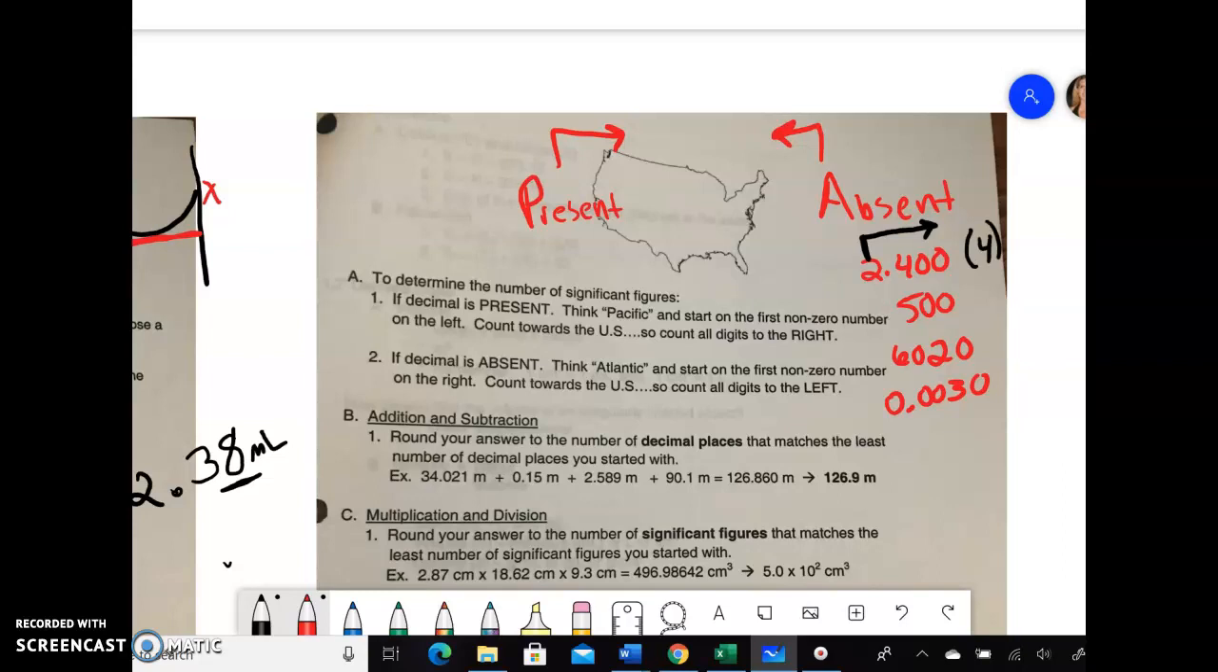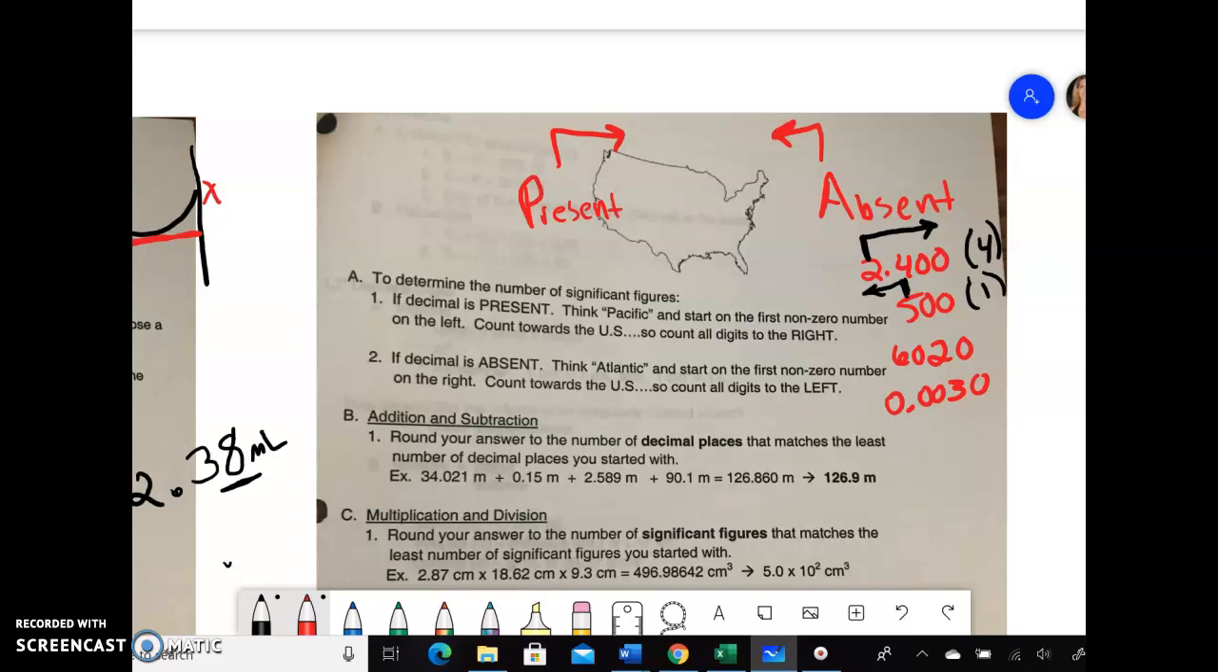Let's do another one. The next number, 500, the decimal is absent. I do not see a decimal there. So you're going to start on the first non-zero number on the right, since the Atlantic Ocean is on the right of the United States. This first 0 over on the right is not a non-zero number. Neither is this one. So 5 is the first non-zero number on the right. And then again, you count towards the United States. So we're going to count to the left. There is nothing to the left. So all we have here is just one significant figure. Those 2 zeros after the 5 are not significant.